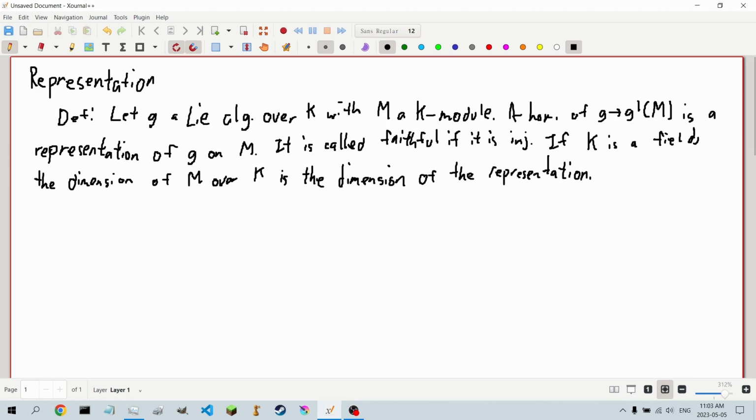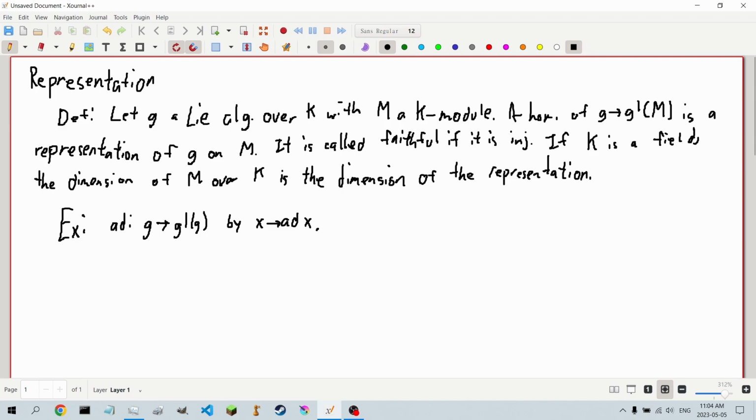And of course we have an example. We can define the representation ad from a group G to the general linear group of G as a K module by sending each X to the adjoint of X. Remember, this is the adjoint representation. This is why it is a representation.